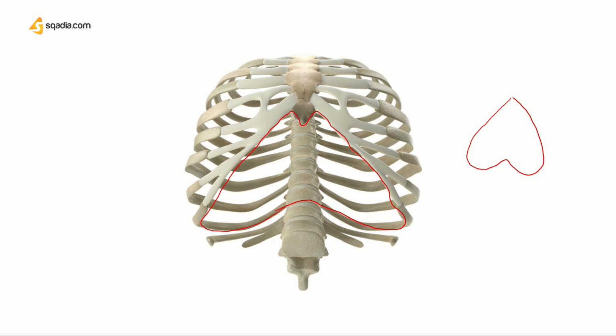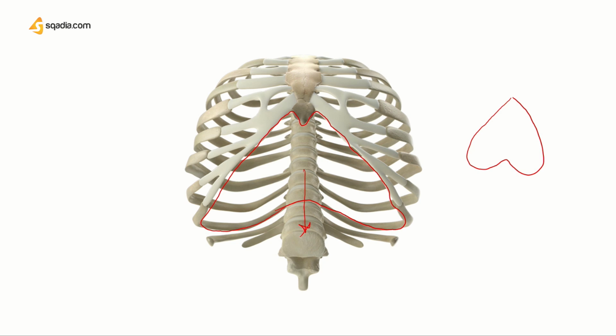Some of the contents pass from the thoracic cavity into the abdominal cavity through here. So there are these small openings in the diaphragm, and we'll be discussing that in more detail in a future video about the apertures of the thorax.